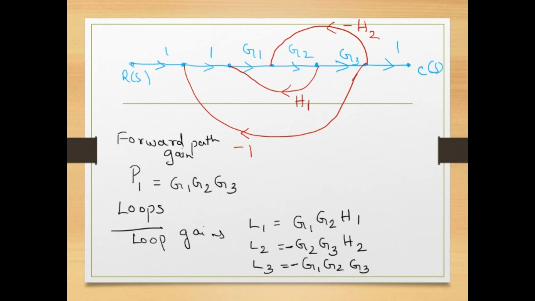Do we have any non-touching loops here? We don't have any non-touching loops. A non-touching loop pair means two loops which don't share the same node. But here, if you observe, all three loops have one node or another in common, so we cannot consider any loops as a non-touching loop pair. So directly, now we use Mason's gain formula and obtain the transfer function.